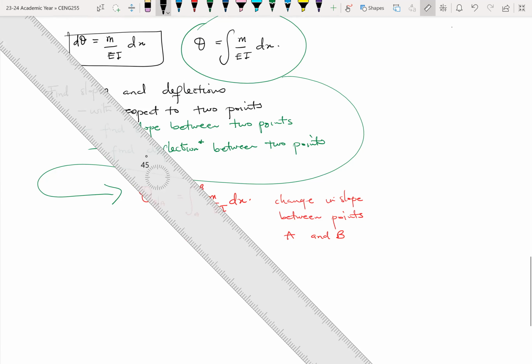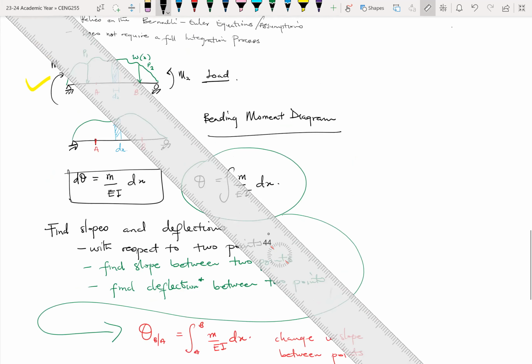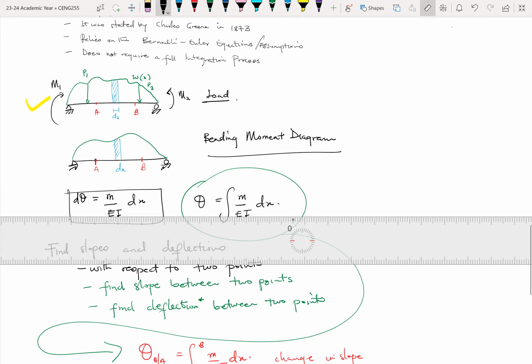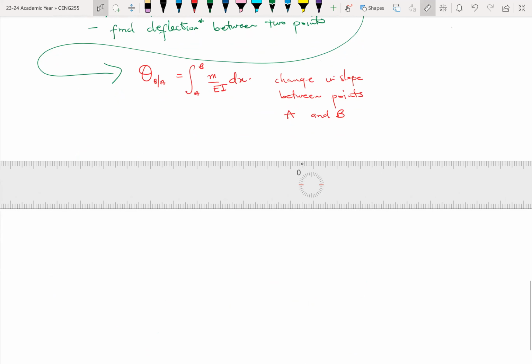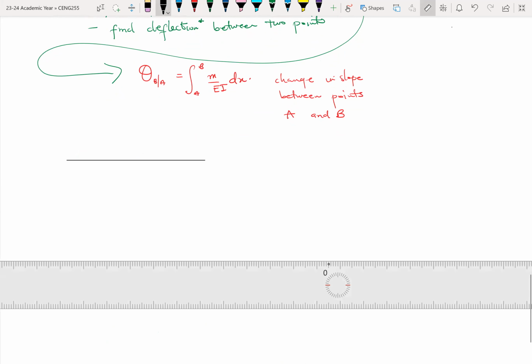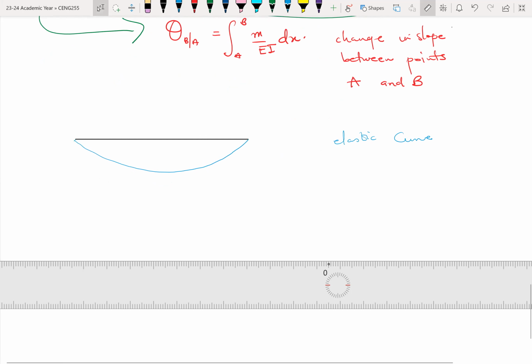So let me use a ruler to draw a few things here. Okay, hopefully I can get my curve looking right. Oh, cool. This is the best curve I've ever drawn. So that's supposed to be the elastic curve. Anytime your structure undergoes some form of bending, you pretty much have to draw the elastic curve or the deflected shape.